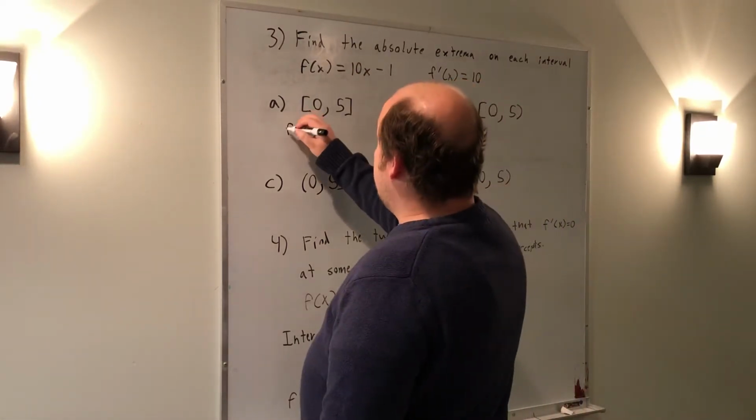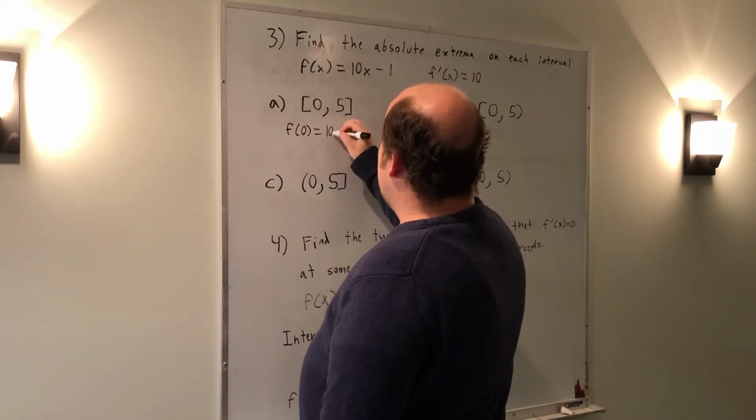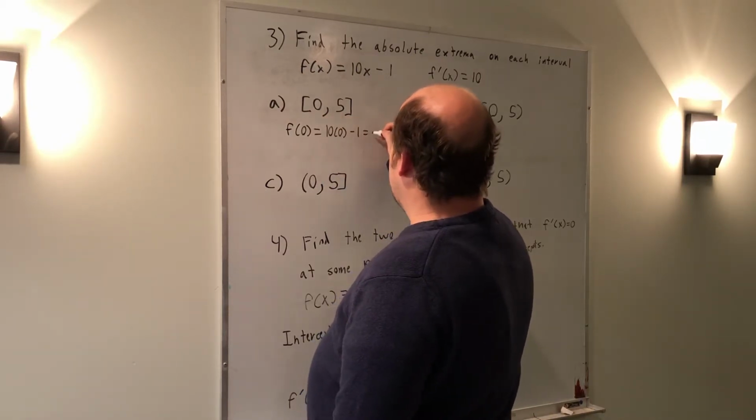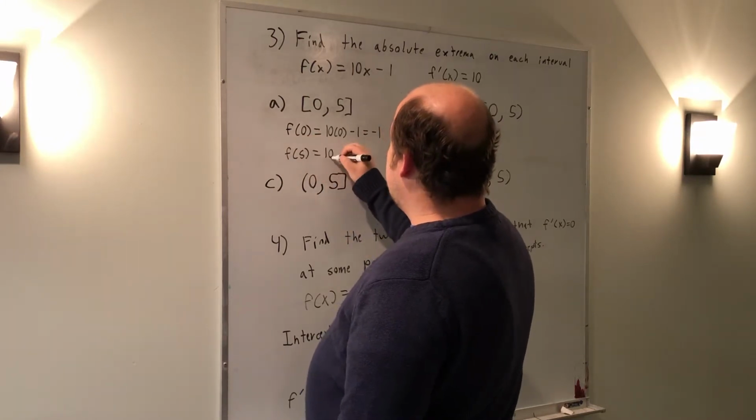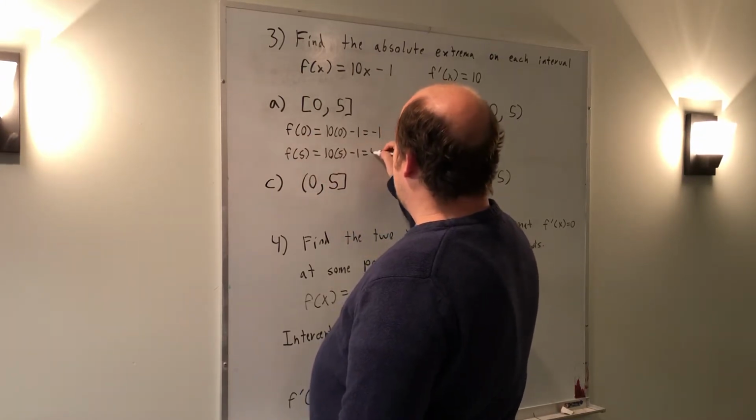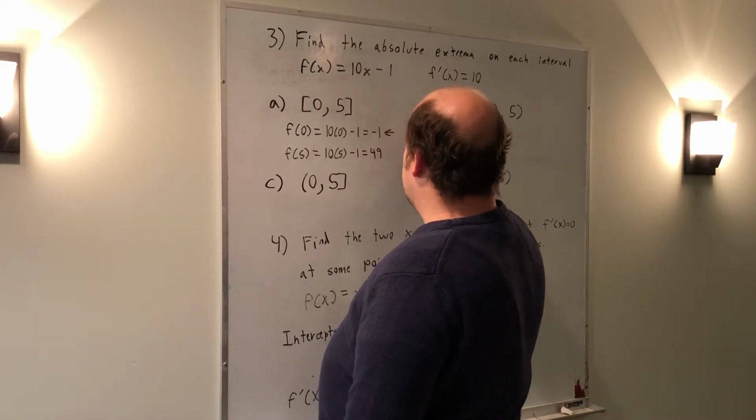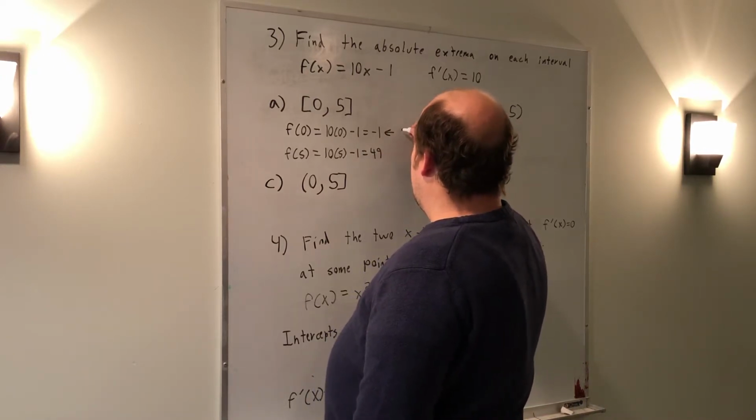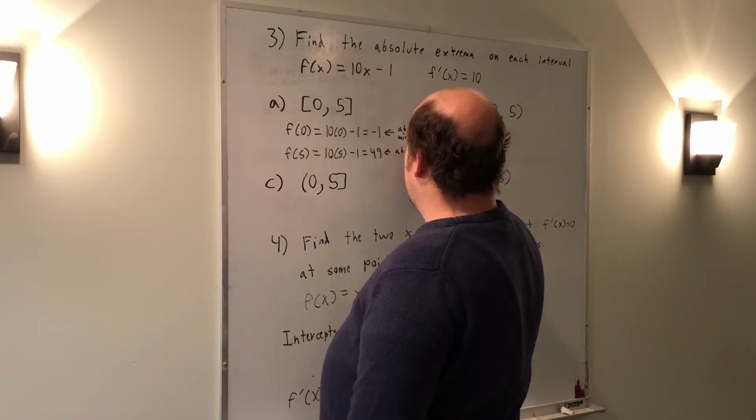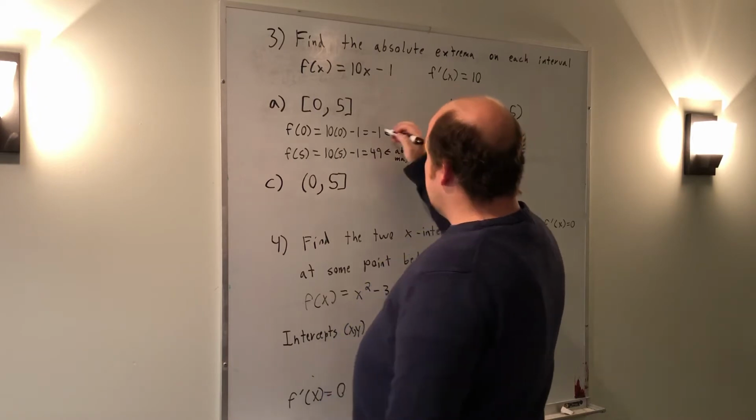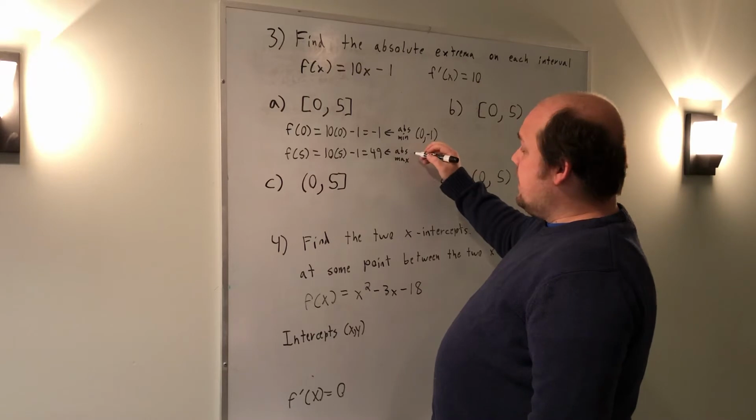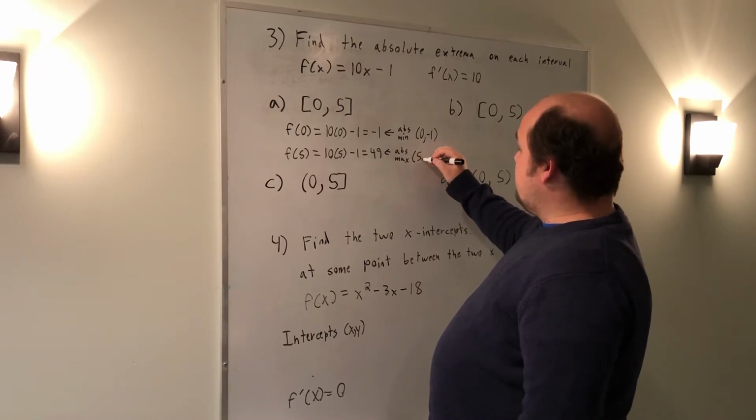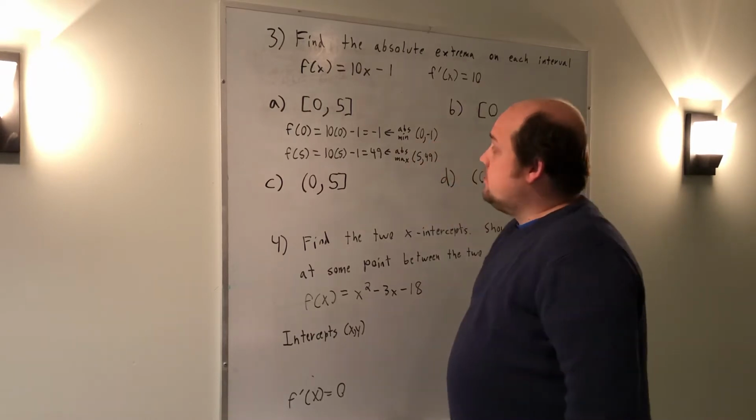So here, if I plug in f of 0, that becomes 10 times 0 minus 1, which is -1. If I plug in 5, that becomes 10 times 5 minus 1, which is 49. This is my absolute min. This is my absolute max. Specifically, this is occurring at the point x equals 0, y equals -1. And this is occurring at the point x equals 5, y equals 49.